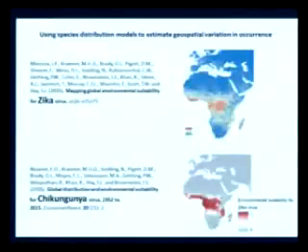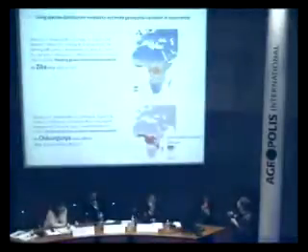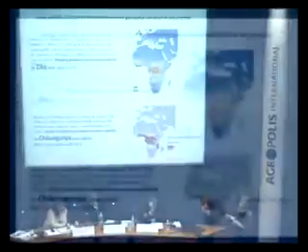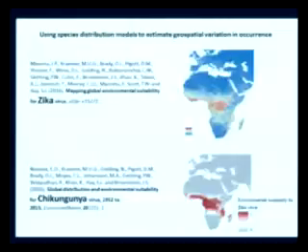So this work's been taken forward. I'm not going to talk a lot about this, but we recently published similar work for Zika and Chikungunya. And both of these maps are now looking at areas of environmental suitability. So they're not necessarily saying that the disease has reached a particular area yet. They're both predicting suitability within the ranges of the vectors for these diseases.